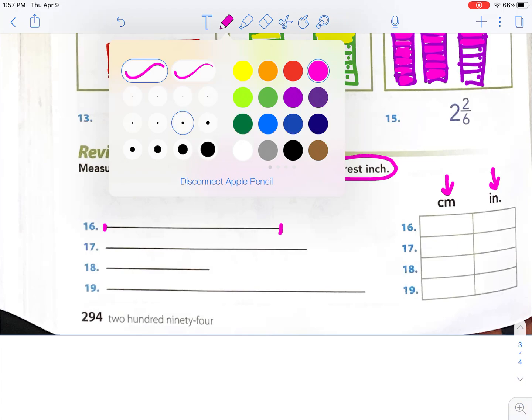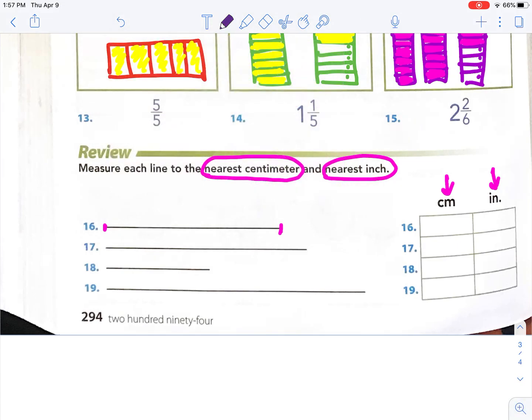Pause the video. Do not copy Mrs. Cornthal. But what I am going to do is after you pause it, I'm going to fill in the answers for you. So now is your turn to pause. If you have not paused, pause now. Okay, if you are unpaused, that means you have already measured these all by yourself.